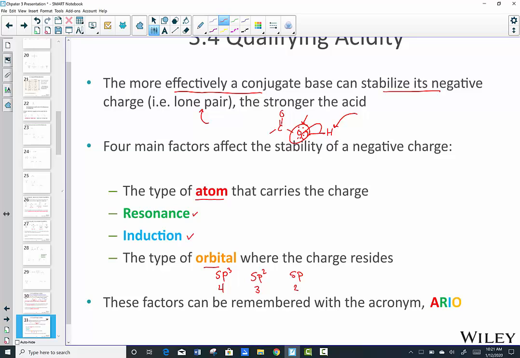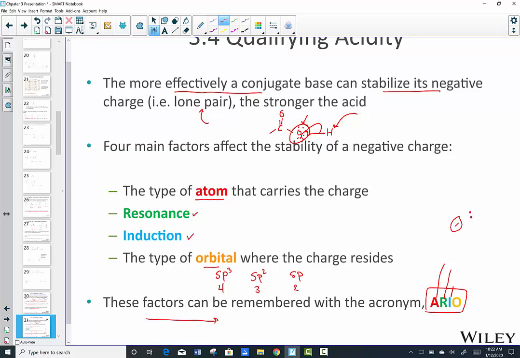And from there, we're able to determine the strength of acids in comparison of one structure to another. We remember this order of factors as the term ARIO, A-R-I-O. What type of atom is on the negative charge? Remember, the negative charge is a pair of electrons. Is the pair of electrons being stabilized by resonance?